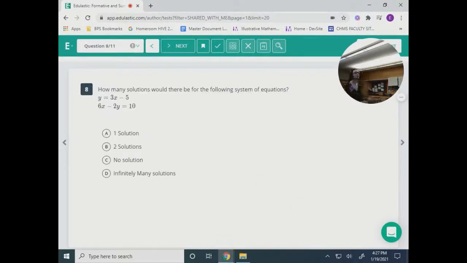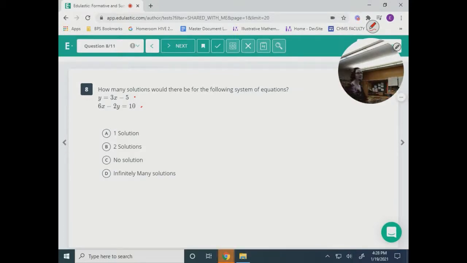How many solutions would there be for the following systems of equations? I have y is equal to 3x minus 5, and 6x minus 2y is equal to 10. If you look at these, they're in different forms. My first equation is in slope-intercept form, and the second one is in standard form. So we're going to have to convert them one way or the other.